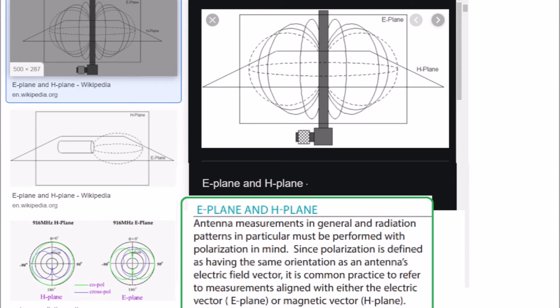E-plane and H-plane. Antenna measurements in general and radiation patterns in particular must be performed with polarization in mind. Since polarization is defined as having the same orientation as an antenna's electric field vector, it is common practice to refer to measurements aligned with either the electric vector, E-plane, or magnetic vector, H-plane.